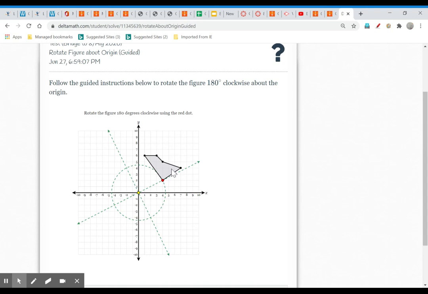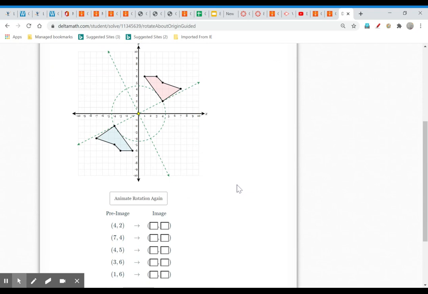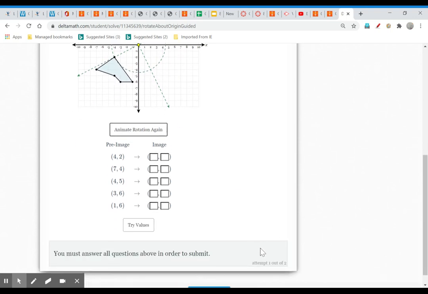Okay, now 180 degrees clockwise, the clock turns to the right. You grab the red dot. And some of these rotations, you're going to notice that the patterns with the coordinates are a little bit simpler. Okay, and if you lose track of which point went to which, just hit animate rotation again, and just watch the point and see where it lands. All right, good luck.